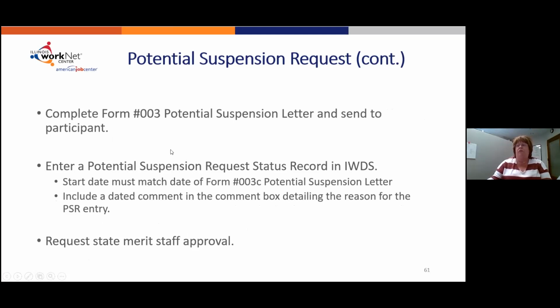When you do a potential suspension request, you need to complete the Form 003 potential suspension letter and send it to the participant. You'll enter that potential suspension request status in IWDS, and the start date of that status must match the date of that 003C potential suspension request letter. And you have to include a dated comment in that comment box on the potential suspension request status, detailing the reason for the entry. And you have to request merit staff approval.